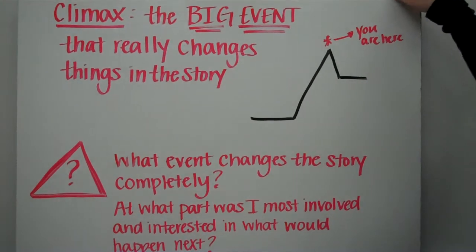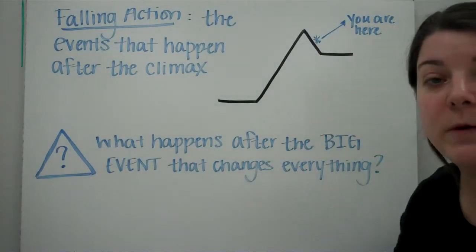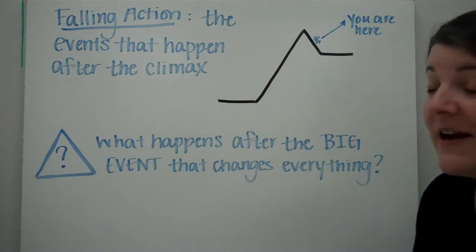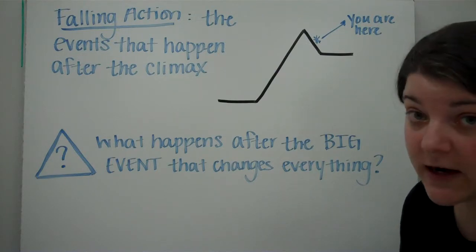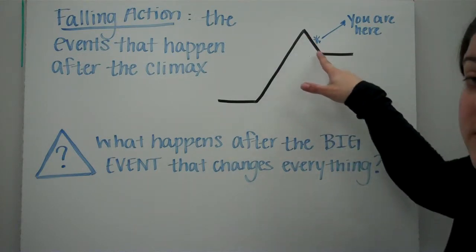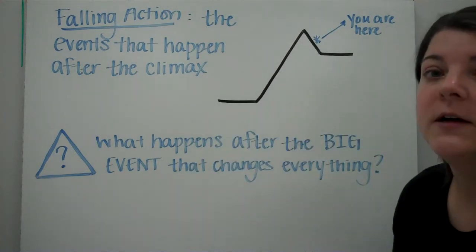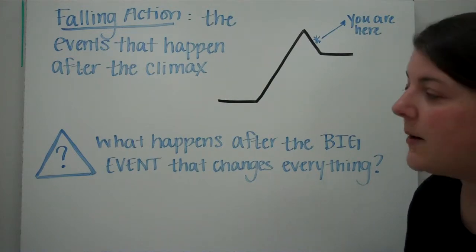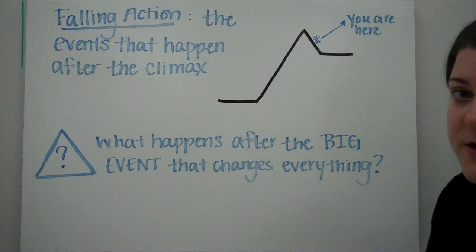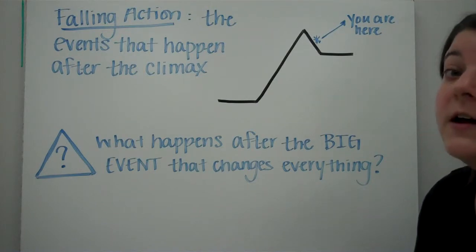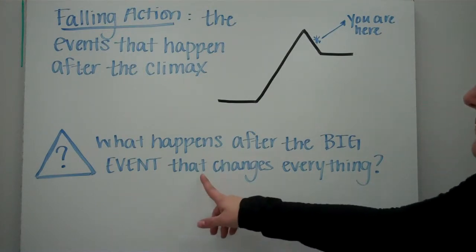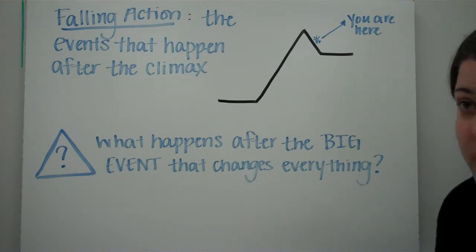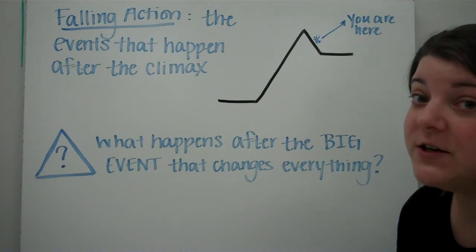Okay? The next part of plot would be the falling action. The falling action are the events that happen after the climax. There are usually not very many of these. So you'll notice it's on the short end. It's kind of the downhill. So it's a lot easier. It seems to be a lot more quick than actually climbing up it. So the question that you want to ask yourself when you're looking to find and identify the falling action in a story would be, what happens after the big event that changes everything? What happens? There's, like I said, usually not that much.